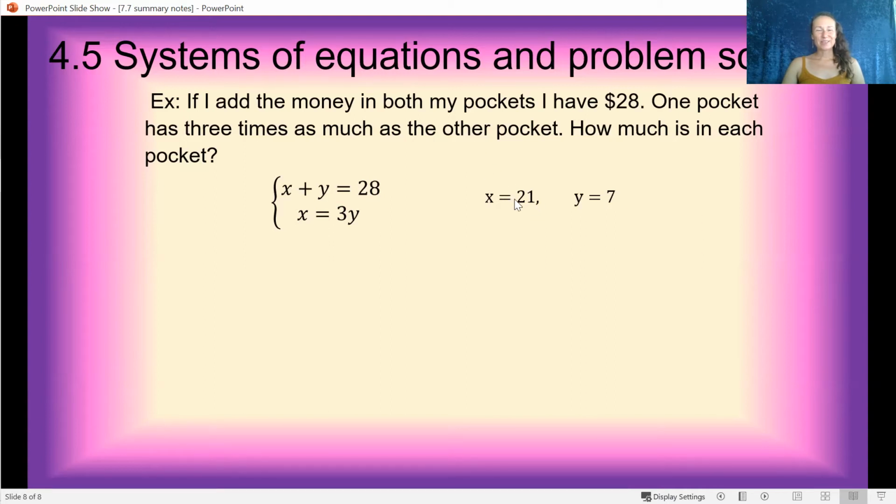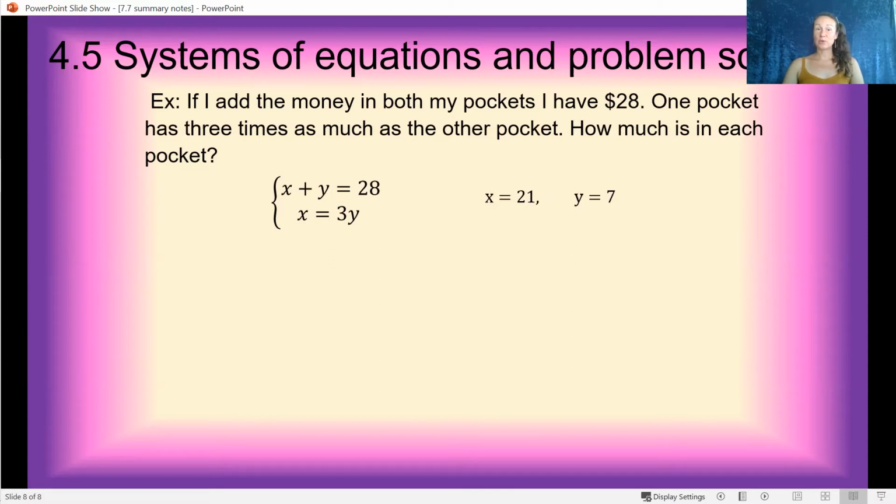If I have $21 in one pocket and $7 in another pocket, does that add up to 28? Yes. If I have $7 in one pocket, is 3 times 7, 21? So I have 3 times as much in the other pocket? Yes. Okay. So that's how these problems work.